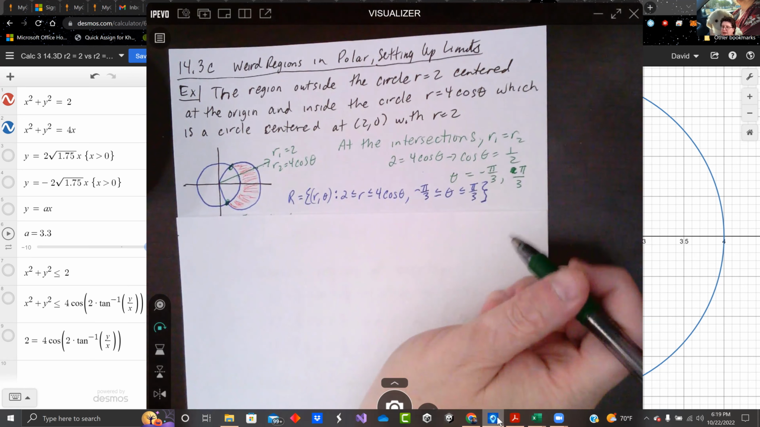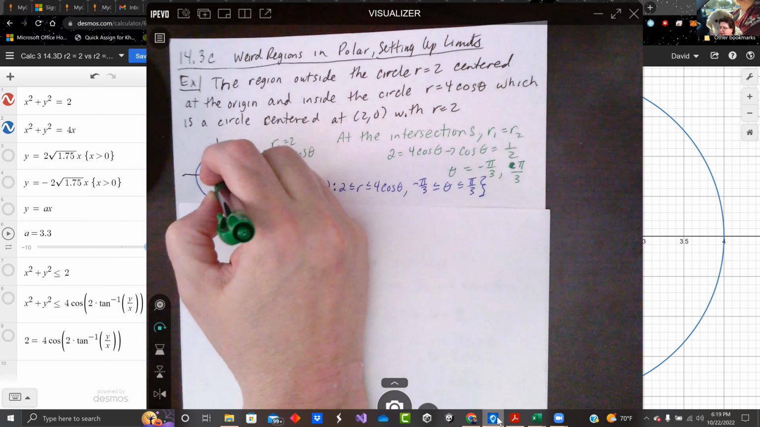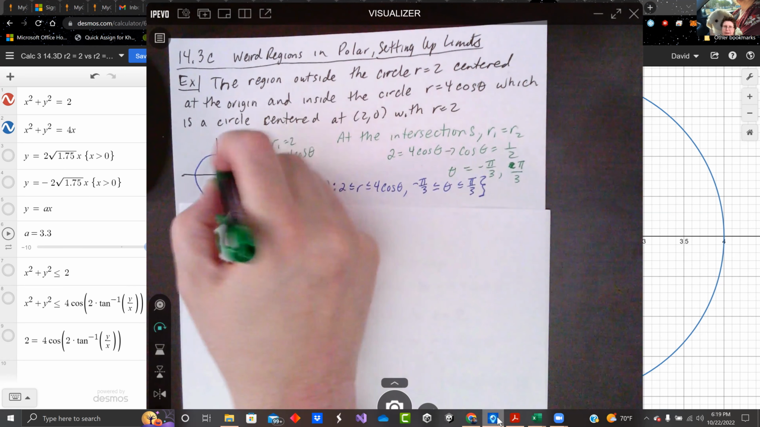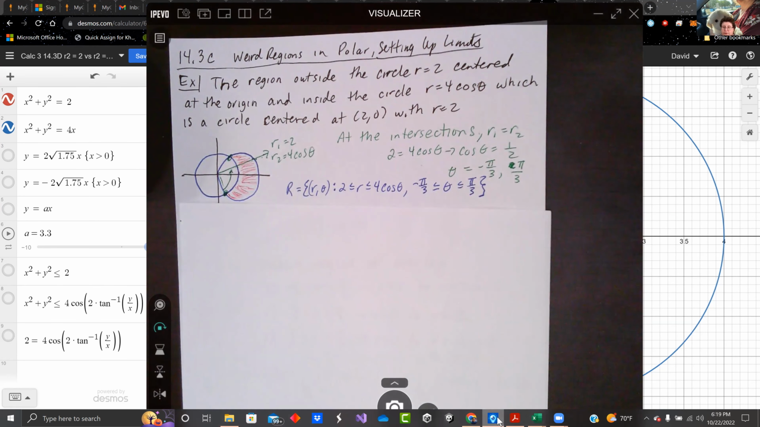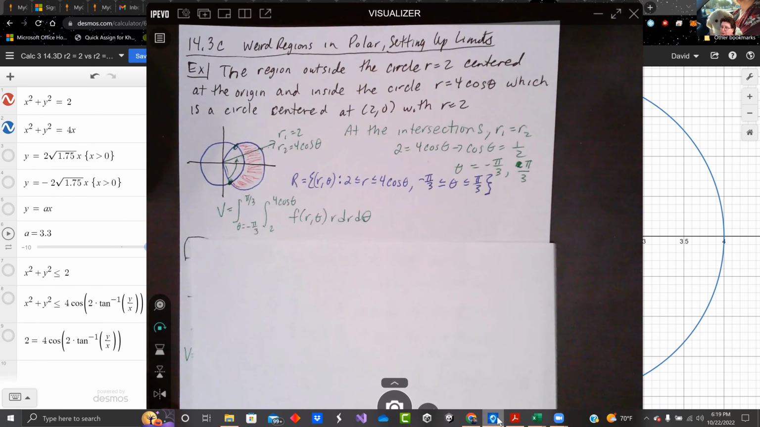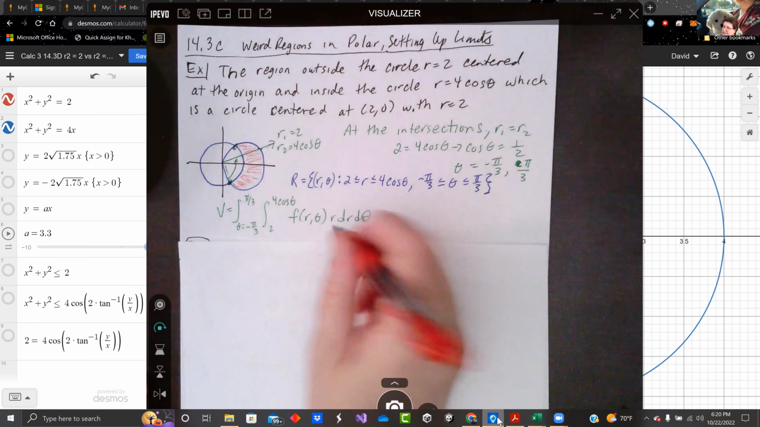So my region is now r from 2 to 4 cosine theta, and theta from negative pi over 3 to pi over 3. So we start here, and we're sweeping the angle that way, all the way up to there. That's just setting up our integral. We didn't have a function. Again, don't ever forget your r dr d theta.